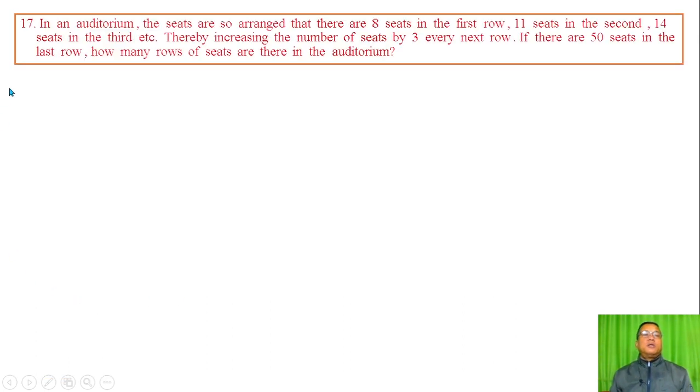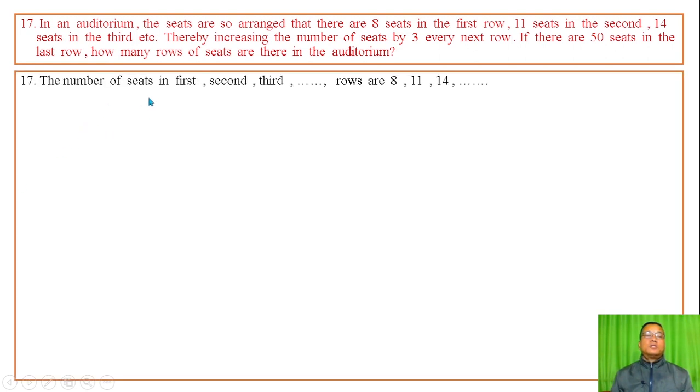Question number 17. In an auditorium, the seats are so arranged that there are 8 seats in the first row, 11 seats in the second row, 14 seats in the third row, thereby increasing the number of seats by 3 every next row. If there are 50 seats in the last row, find how many rows of seats are there in the auditorium.